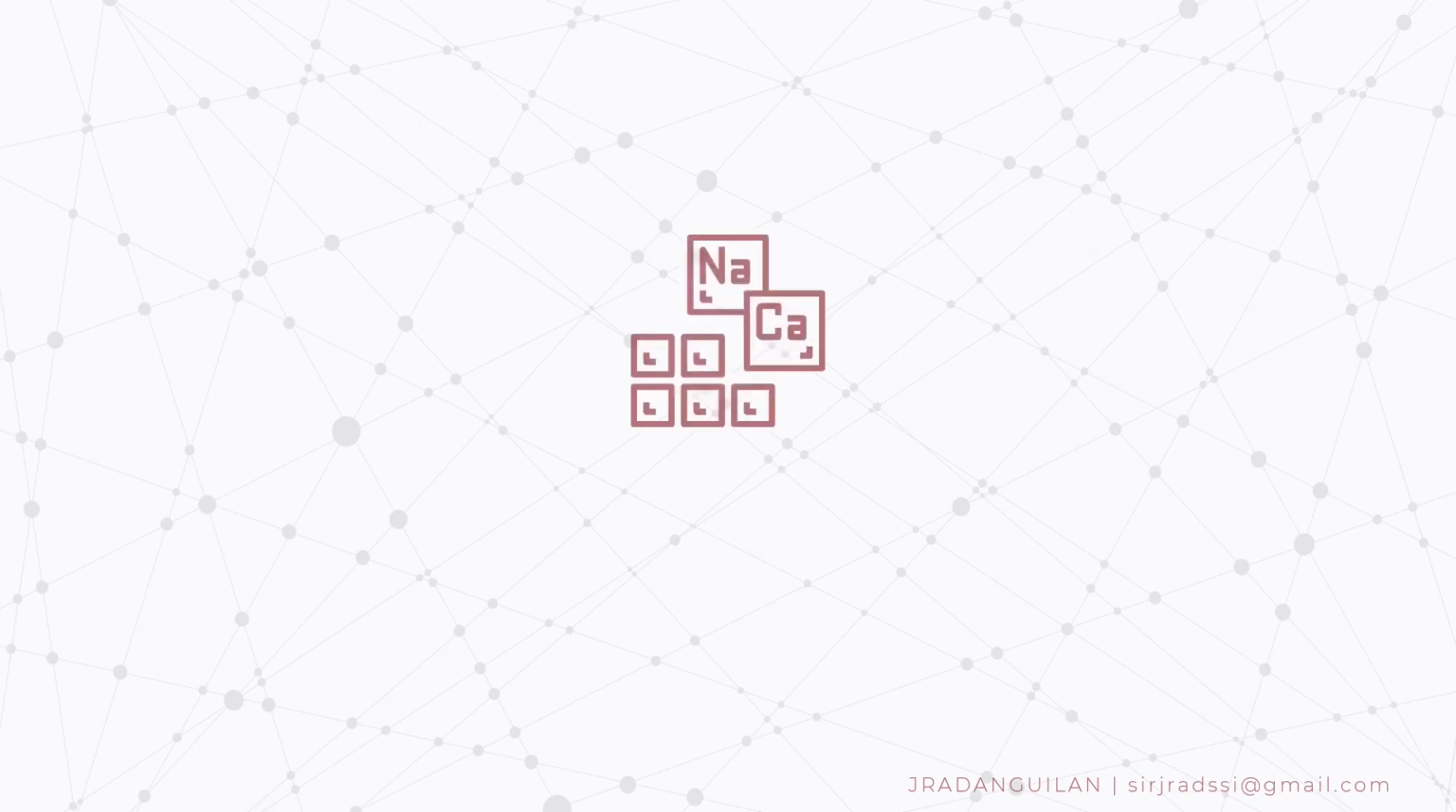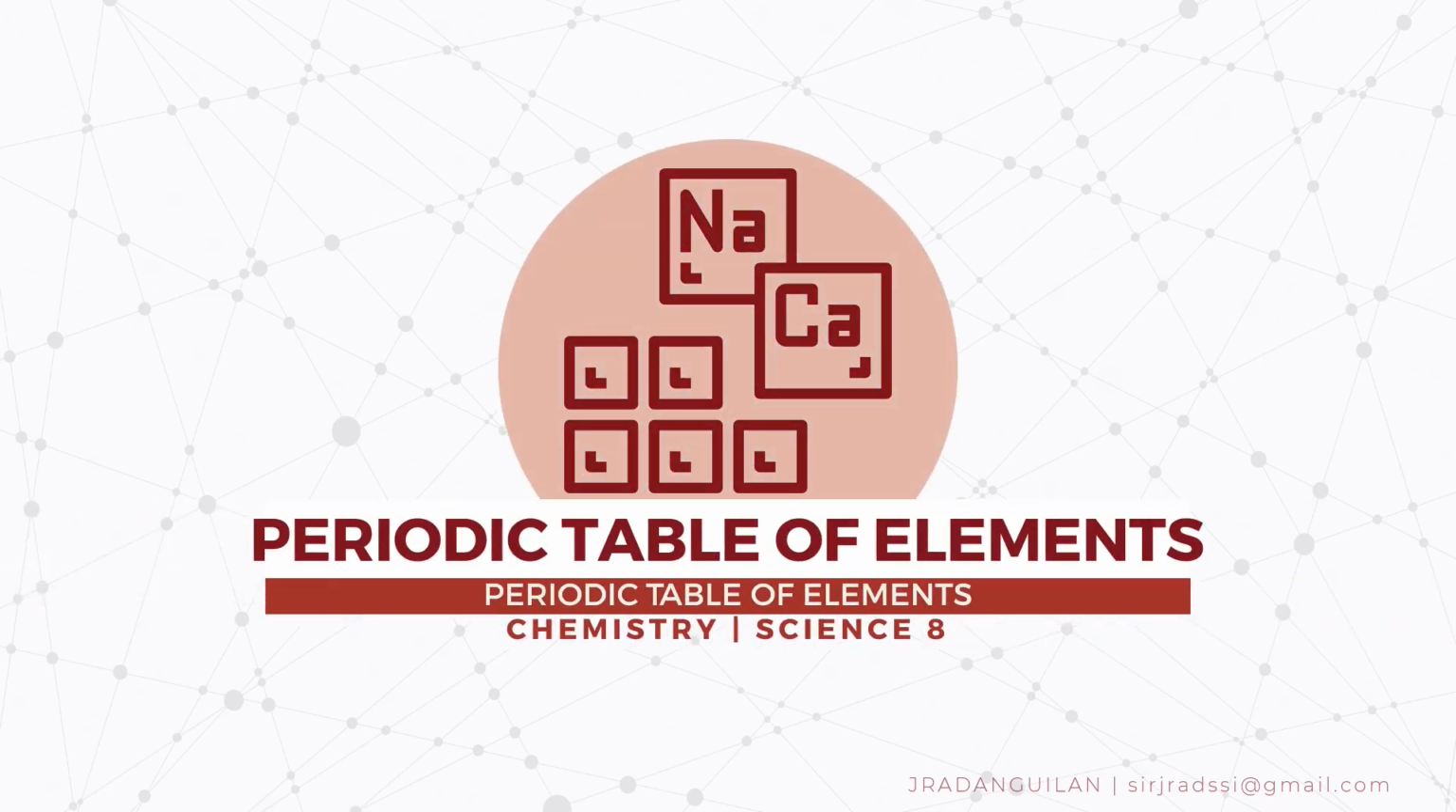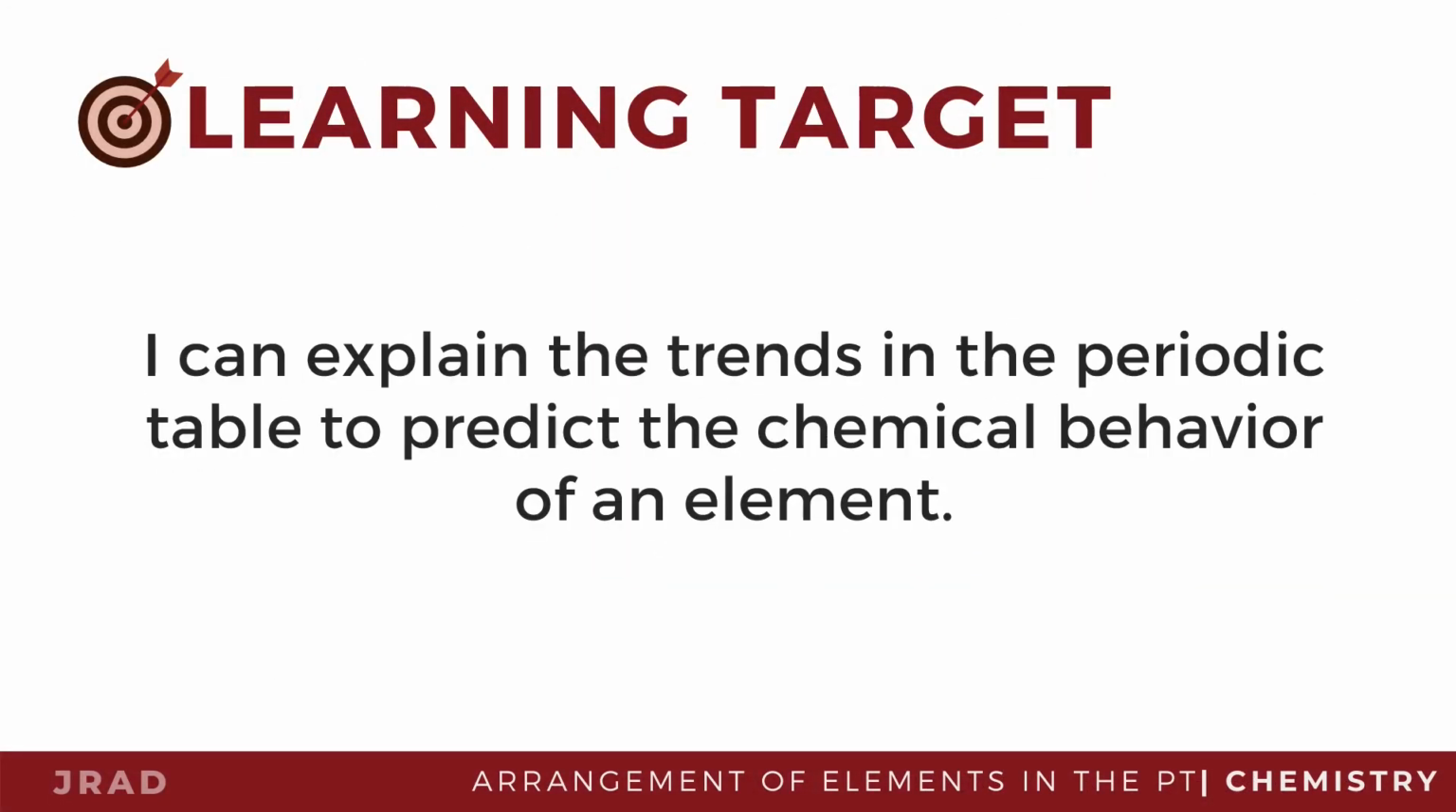The world offers an overwhelming number of substances. To bring order to the system, chemists developed the periodic table of elements in increasing order of their atomic number. In this video lesson, we will trace the development of the periodic table from observations based on the properties of elements. Specifically, we will explain the trends in the periodic table to predict the chemical behavior of an element.